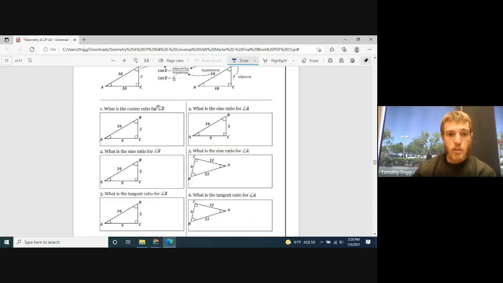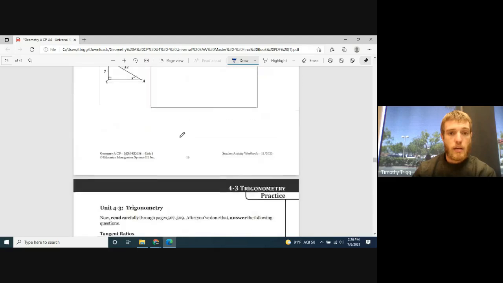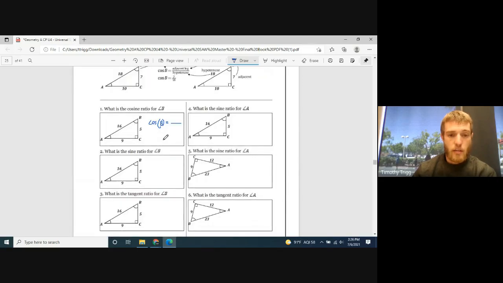It says cosine ratio for angle B. So what do we write? We write cosine, COS, of B. So cosine of B equals, and if we recall, cosine is adjacent leg over hypotenuse. So if I'm looking from angle B, the adjacent leg is 5 over the hypotenuse, which is 16. Okay, hope that made sense.